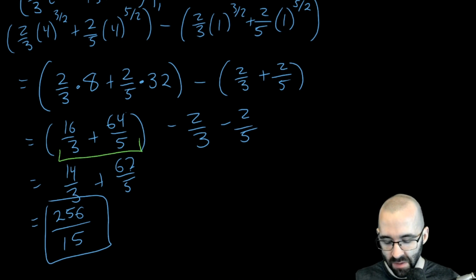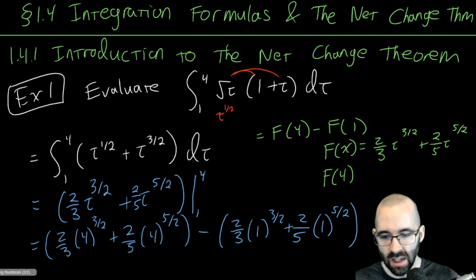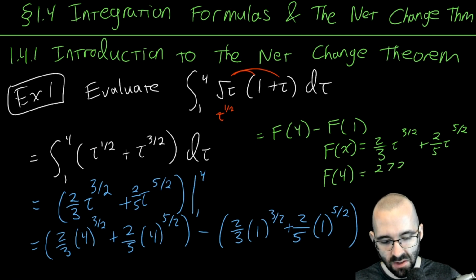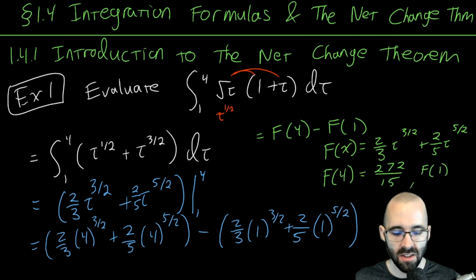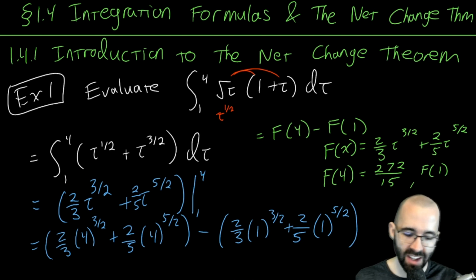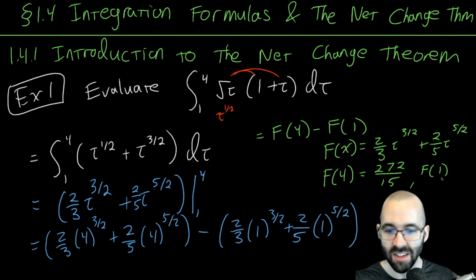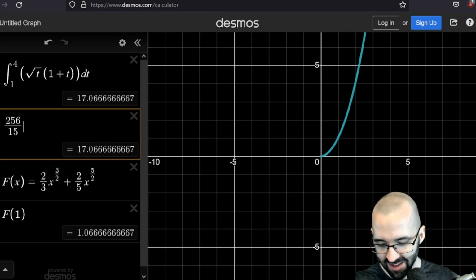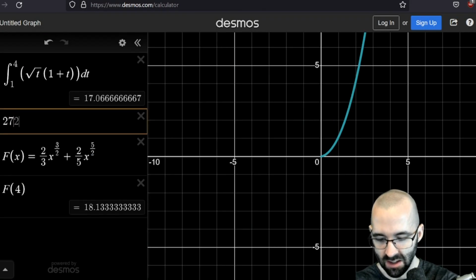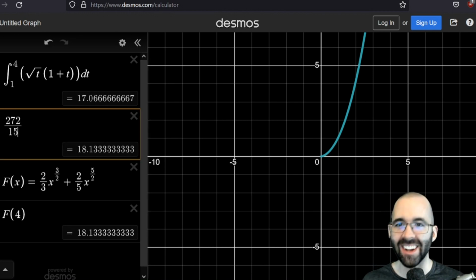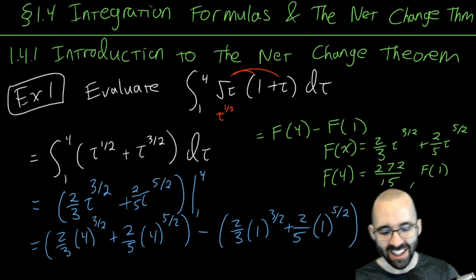Could simplify it a little bit. That's going to be like 80 plus 192. 80 plus 192 is 272, I believe, over 15. And you could do the same thing for f of 1, and then you just subtract them. And it's a little easier to not make mistakes on this. Although now I'm doubting myself. Is f of 4 really 272 over 15? Hey, it is, great. And you could do the same thing for f of 1 and then take the difference that way. So that's another way of doing it out.